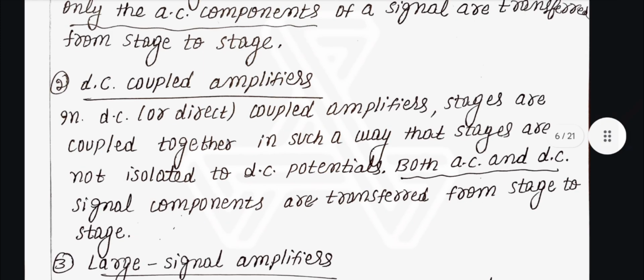DC coupled amplifier. In a DC coupled amplifier, stages are coupled together in such a way that the stages are not isolated to DC potential. Both AC and DC signal components are transferred from stage to stage.